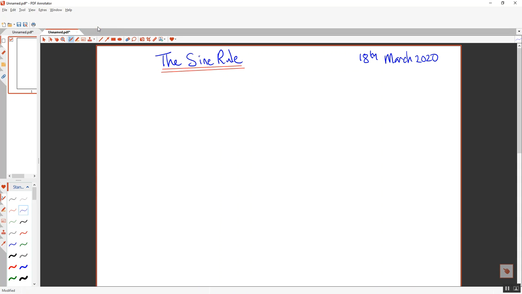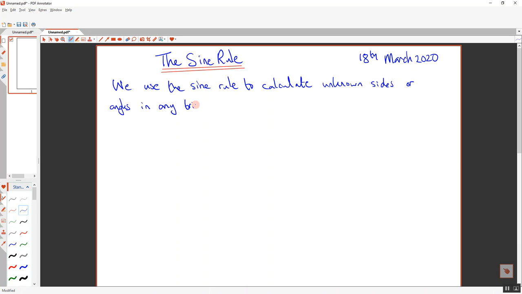All right, so quick note. We use the sine rule to calculate unknown sides or angles in any triangle. Okay, so before with trigonometry, regular trig, it has to be right angled. With this, it does not have to be right angled, okay?